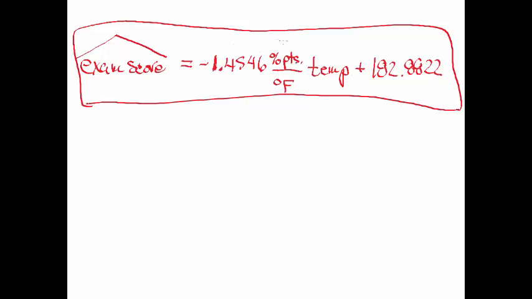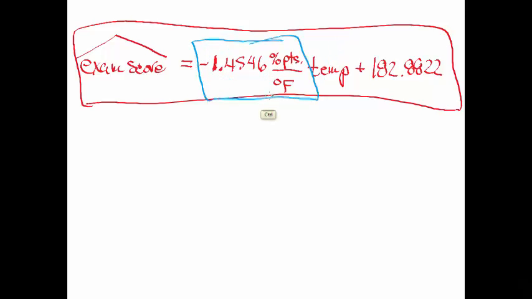So right off, I can see that. Also, right off, I look here at the slope. What is the meaning of the slope? It says that for every 1 degree of temperature increase on the Fahrenheit scale, the average exam scores seem to be dropping by about, dropping, that's the minus sign, dropping by about 1.45 percentage points.